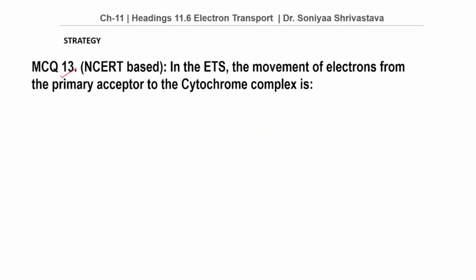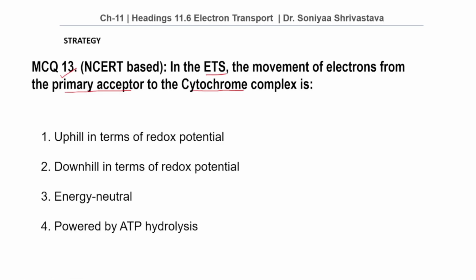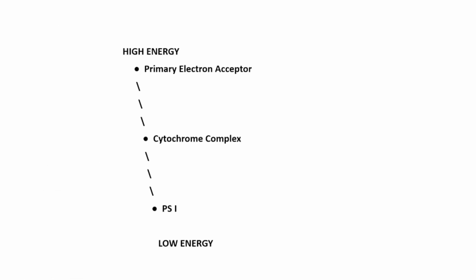Moving on to MCQ number 13. In the ETS, the movement of electrons from primary acceptor to the cytochrome complex is, before coming to the options, let's see our flow diagram.